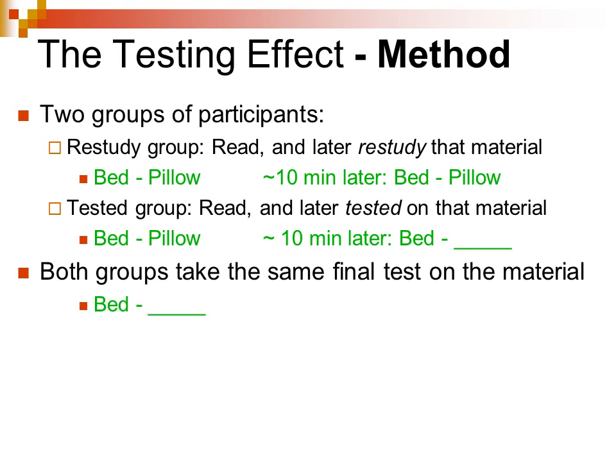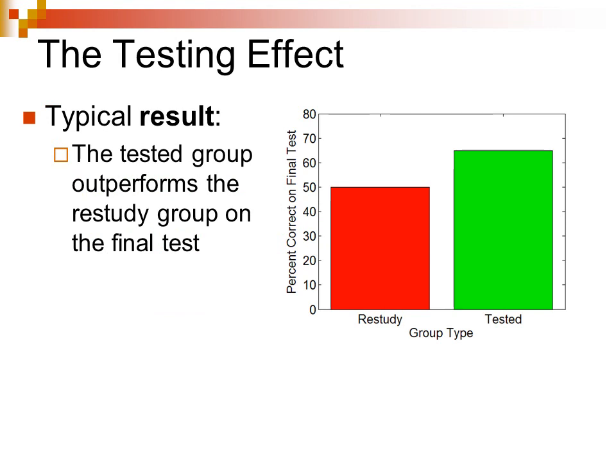So both groups would be shown the word bed and have to come up with the word that it's paired with. The typical finding of studies on the testing effect is that the tested group outperforms the restudy group on the final test. So in this example, the tested group remembered more of the pairs of words than the restudy group, suggesting that taking a test on the material is a really effective way of encoding information into long-term memory.